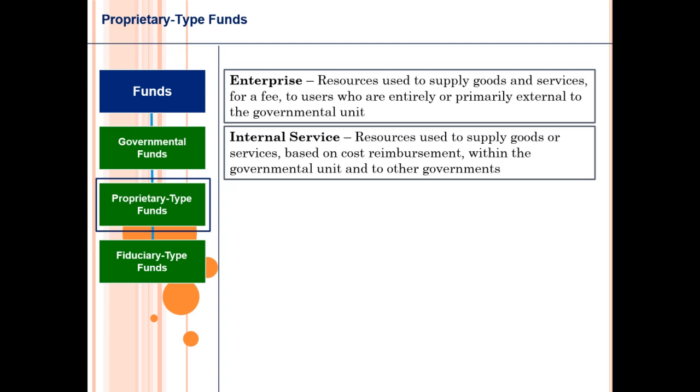It doesn't mean the government itself isn't using it. For example, we usually would consider a water utility an enterprise fund because the primary customer is the citizens of the city. Does the city itself use water? Yes, it does, but the primary customer is outside, so we would call that an enterprise fund, as compared to an internal service fund where we would use things like our printing shop, because the primary customer is indeed other departments within our local government, not for our citizens on the street to come in and utilize.